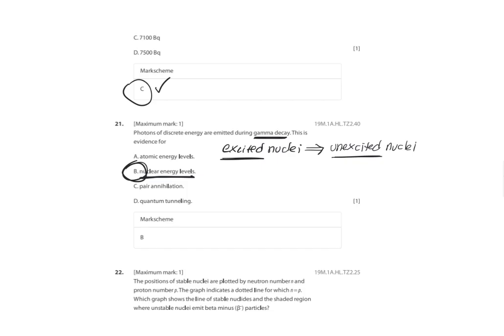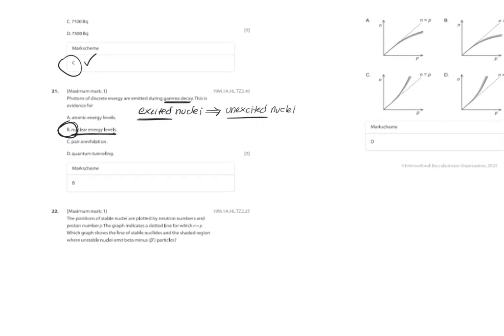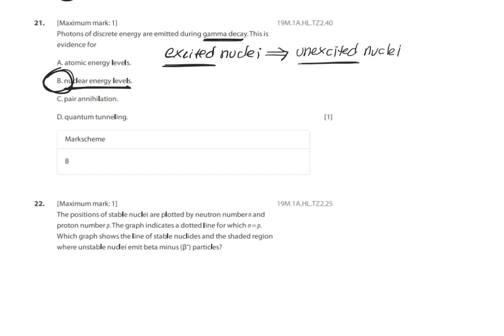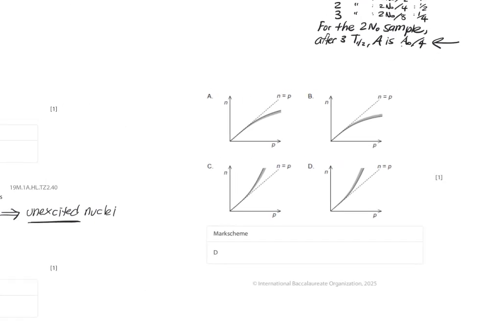Number 22. And here's 22. It says, positions, I need my glasses, not positrons, positions of stable nuclei are plotted by neutron number N and proton number P. Graph indicates a dotted line for which N equals P. Which graph shows the line of stable nuclides and a shaded region where unstable nuclei emit beta minus particles? All right, let's look at the graphs.